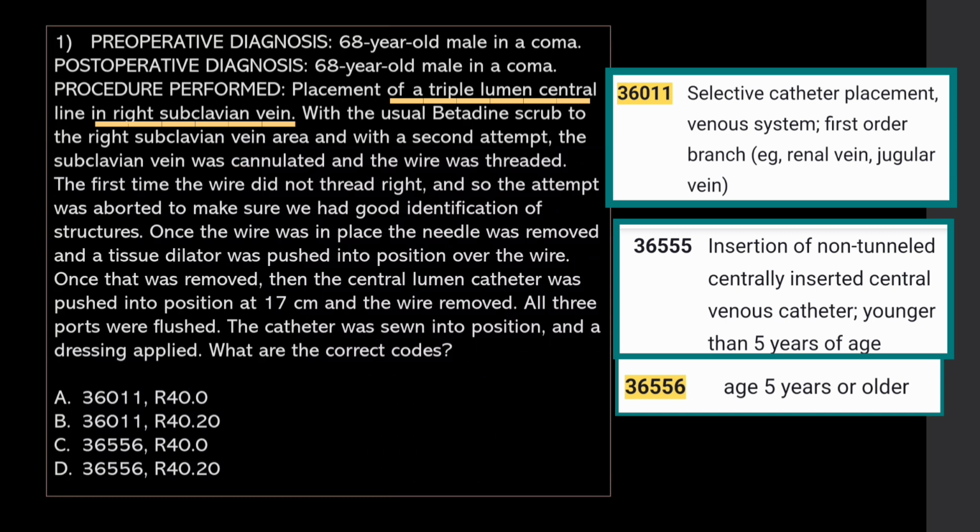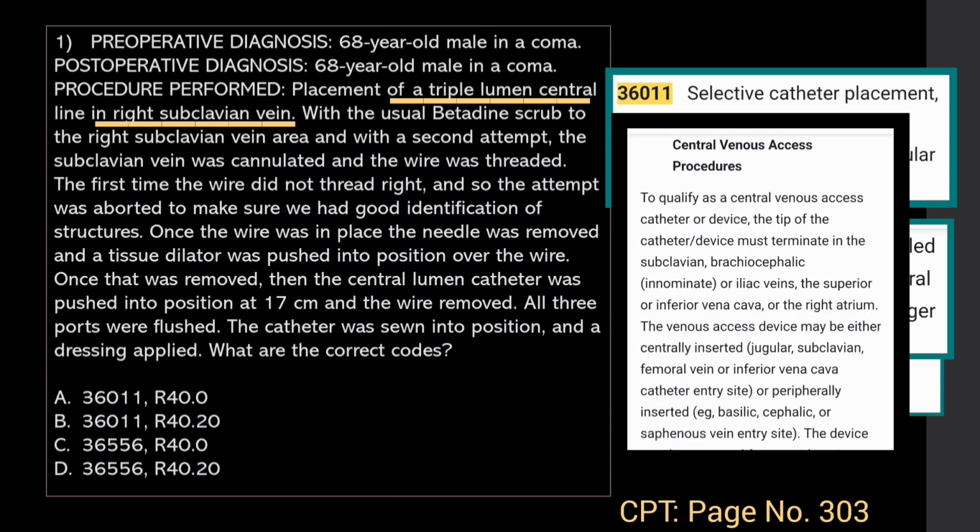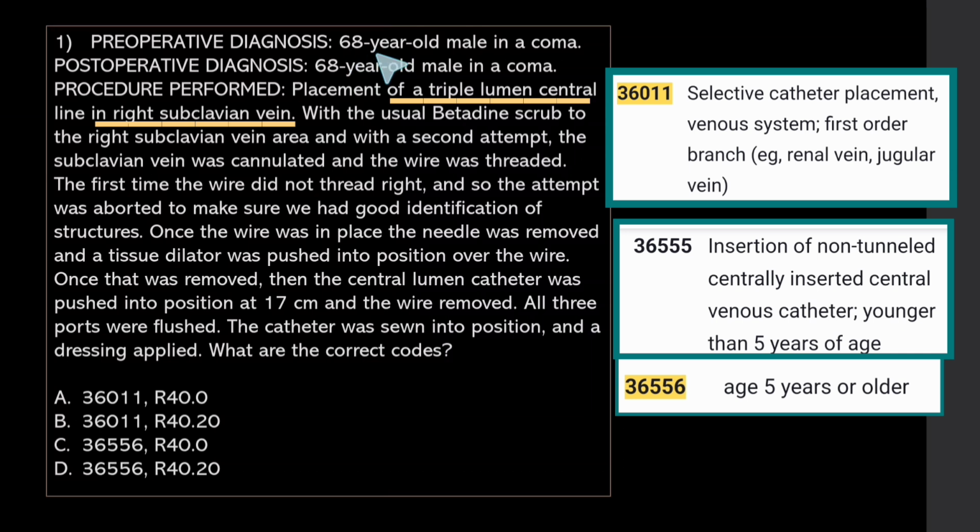In your CPT manual, page number 303, under central venous access procedures, they have mentioned the venous access device may be either centrally inserted. In the bracket, they have mentioned subclavian. Therefore, the code 36556 is right, and also the age of the patient is 68-year-old. Therefore, we will use the code for age 5 years or older, that is 36556.